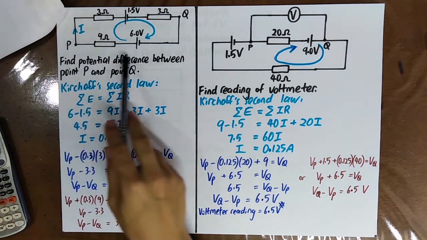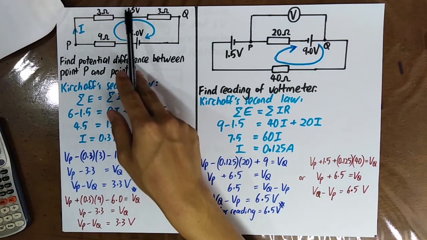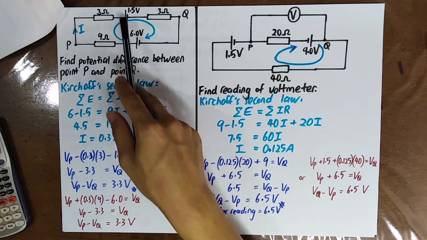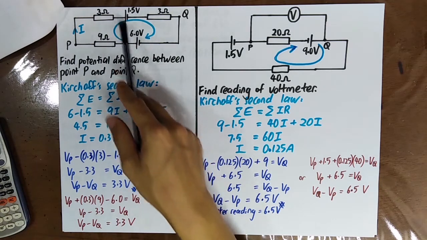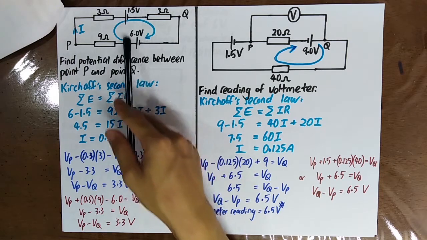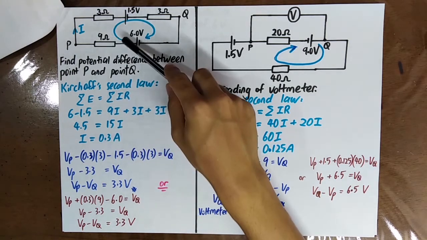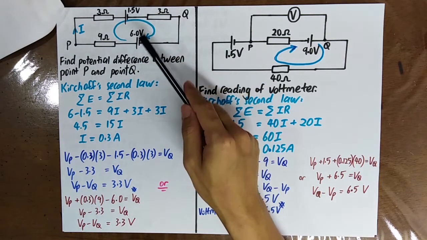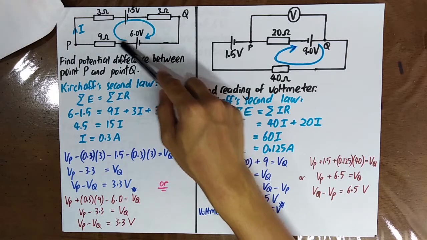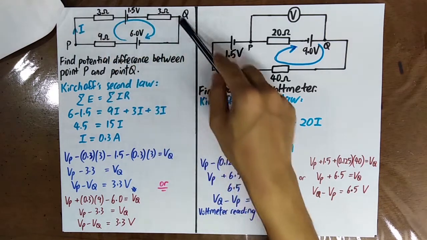Find the potential difference between point P and point Q. This is 1.5 volt and this is 6 volt. They are of opposite polarities. Therefore, you follow this because this is a greater value. So you draw a direction from here to here. That means that the current will flow from the positive terminal of this battery to the negative terminal of this battery via the whole circuit.